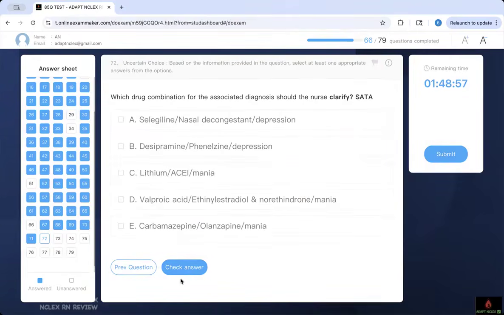We are almost done. A few more questions. But put it down. Let me know what you think. What do you think for 72? What do you think?